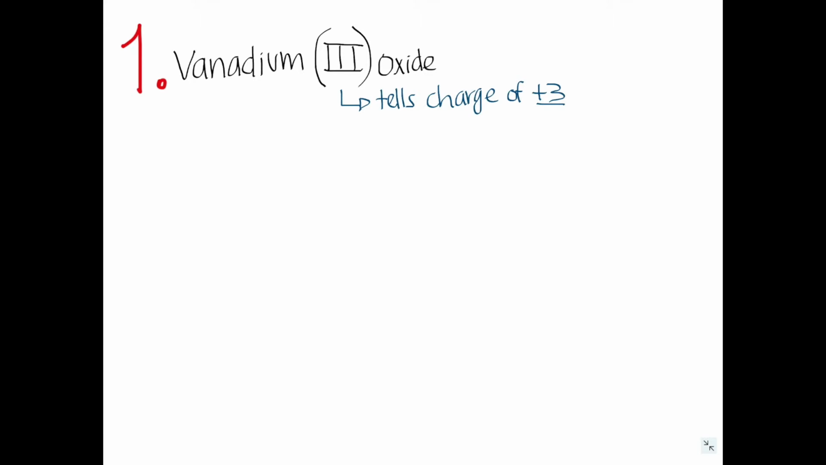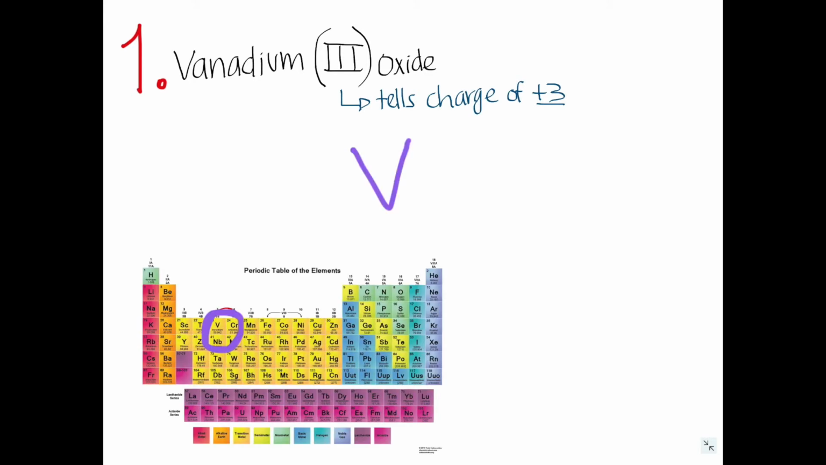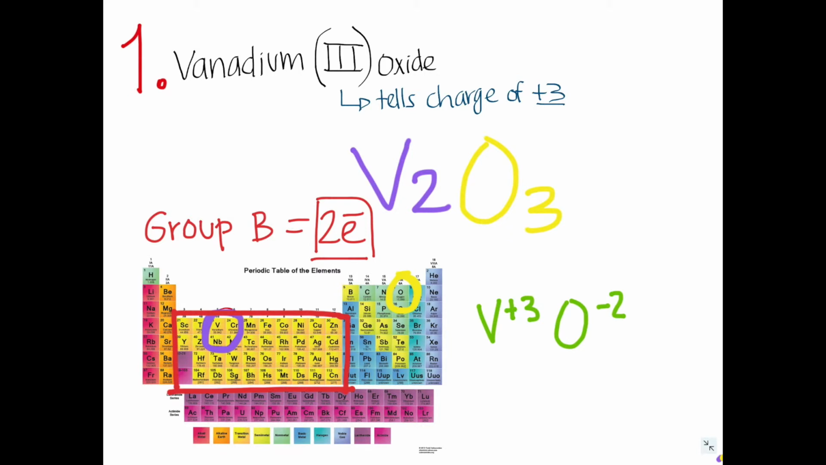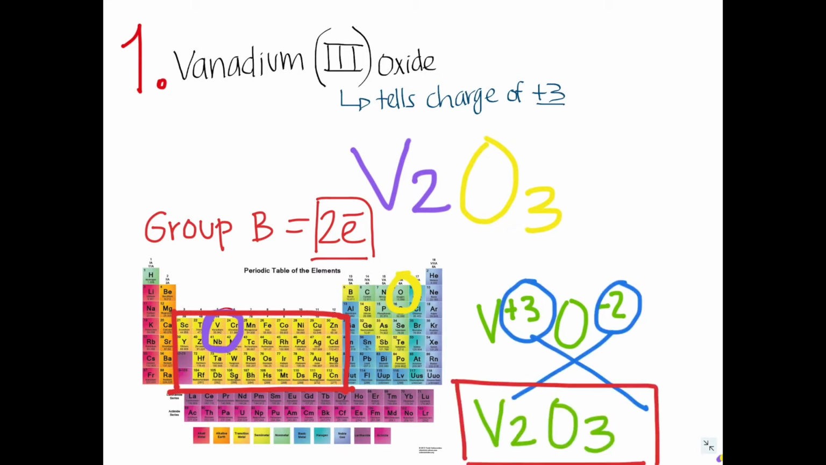The first example is vanadium 3 oxide. The Roman number 3 tells you that it has a charge of +3. So vanadium is in Group B and has a charge of +3. So the answer will be vanadium 2 oxygen 3, because vanadium has a charge of +3 and oxygen a charge of -2. And then you have to cross them, so that will give you the answer of vanadium 2 oxygen 3.